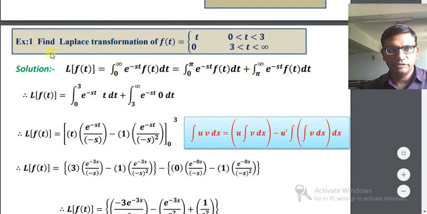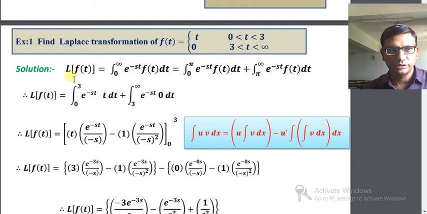Let us see one more example of the same type. Find the Laplace of f(t), where f(t) is t from 0 to 3, and from 3 to infinity it is 0. Here the function is also discontinuous.